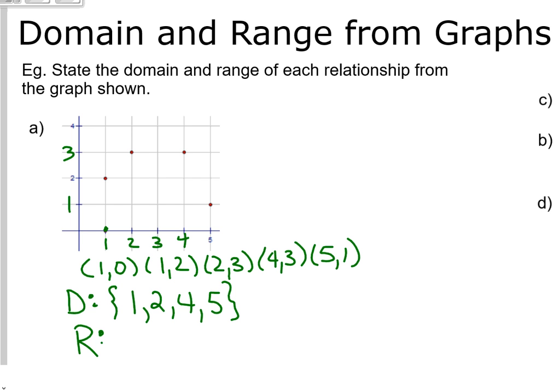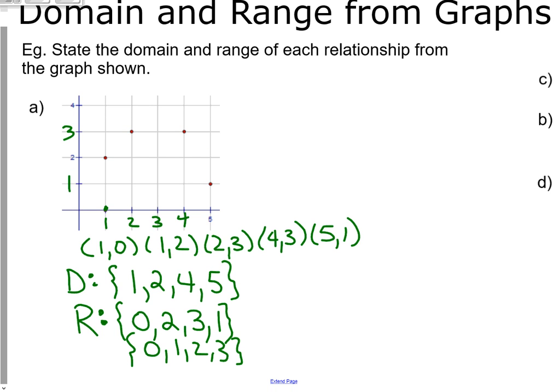My range is going to be my outputs or my y values. In this case, it's going to be 0, 2, 3, and 1. And again, I like numerical order. I'm going to rewrite this as 0, 1, 2, and 3. Okay, so if you're given a graph, simply just take a minute in order to pull the points off the graph.